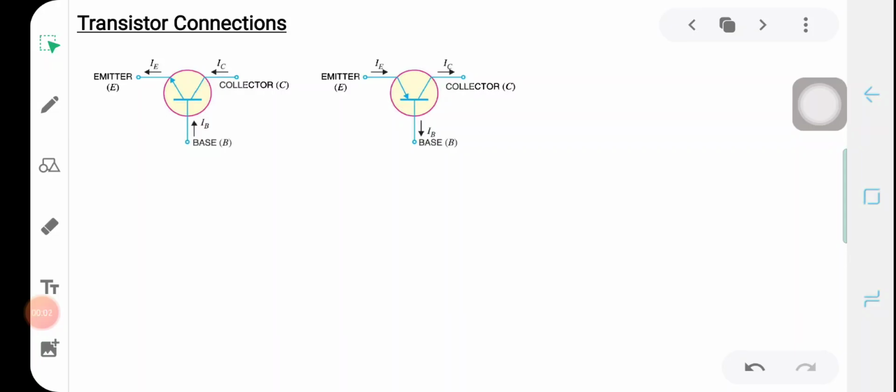We have seen that a transistor consists of three terminals, namely emitter, base, and collector. So, to connect a transistor in a circuit, we need four terminals, two for the input and two for the output. But a transistor has only three terminals.